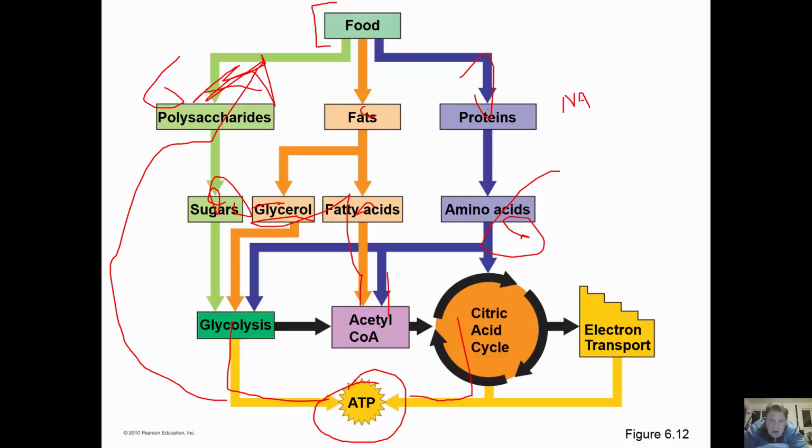and that's what we call our anabolic pathways. I hope this has been informative to you, and I will talk to you later.